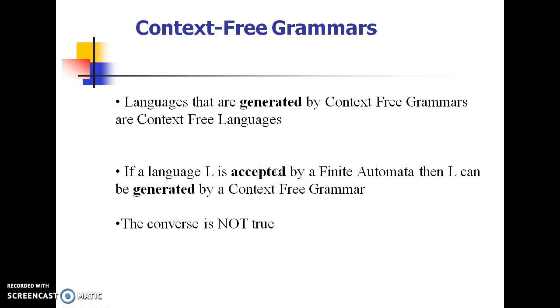Languages that are generated by context-free grammars are called context-free languages. If a language L is accepted by finite automata, or if a language L is described by a regular expression, then L also can be generated or described by a context-free grammar. But the converse is not true. All context-free languages cannot be described using regular expressions. There are a few languages for which we cannot design finite automata or describe using regular expressions.